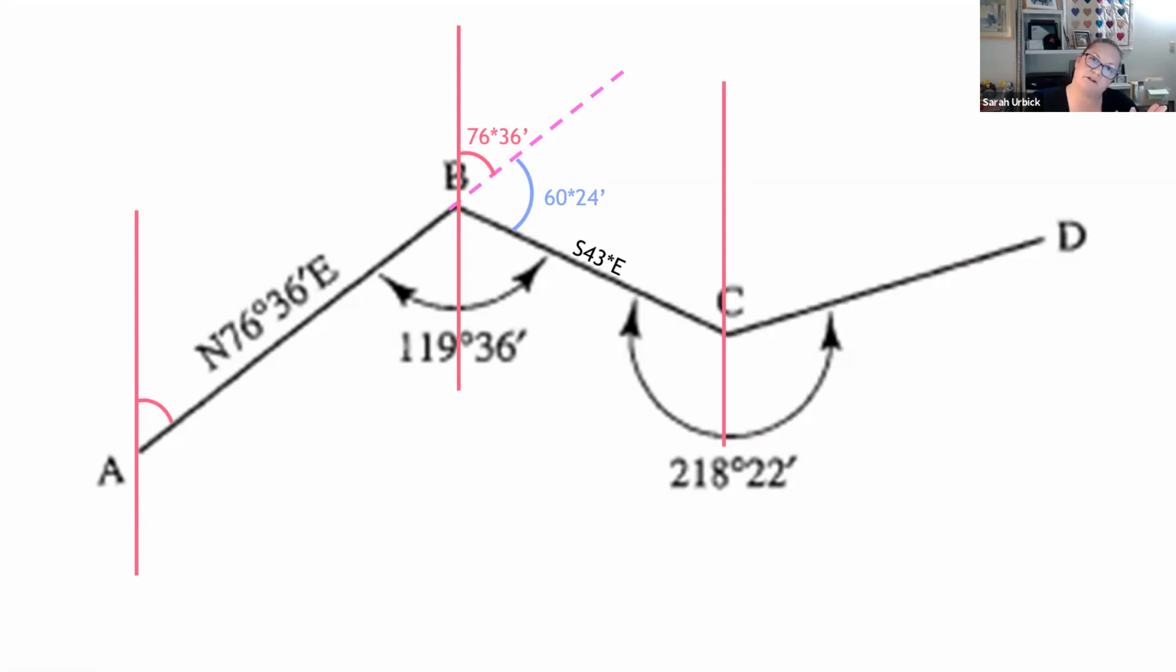So then we need to figure out what that is. That angle is back off of our south facing line. Okay. So that's where we get our south 43 degrees east.